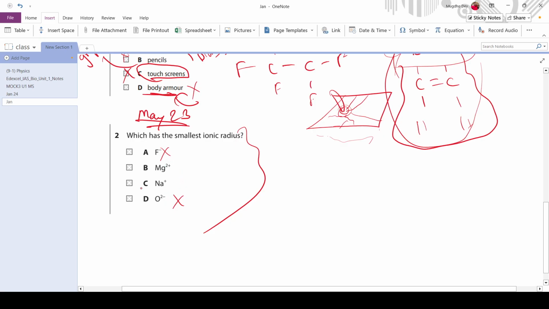Now we can clearly see that compared to Na plus, Mg basically loses 2 electrons. Since it loses 2 electrons, the force of attraction between the remaining electrons and the already existing nuclear charge increases. So yeah, this will have the smallest ionic radius compared to Na plus. So B is the correct answer.